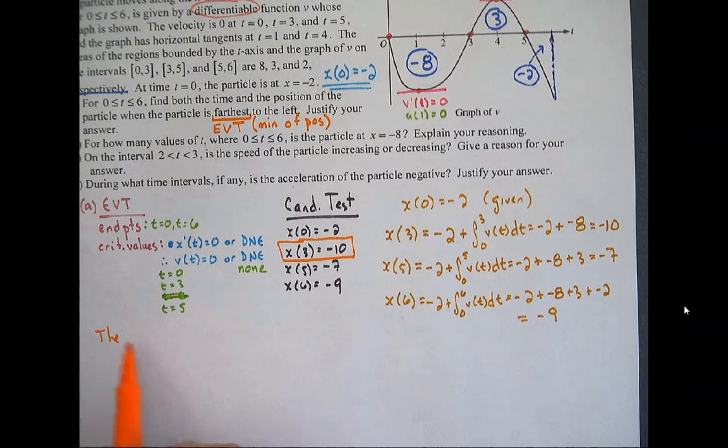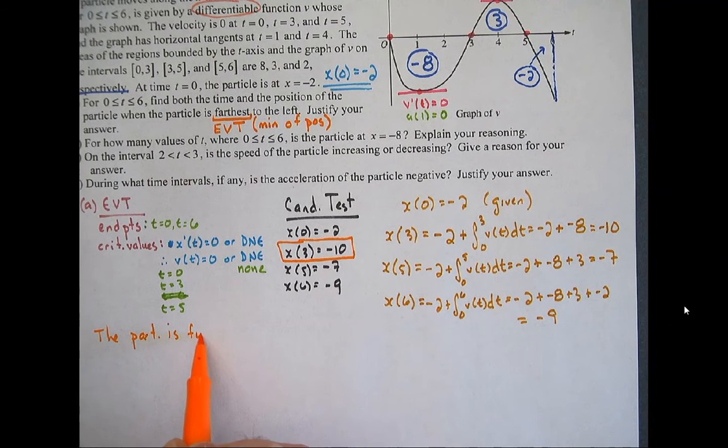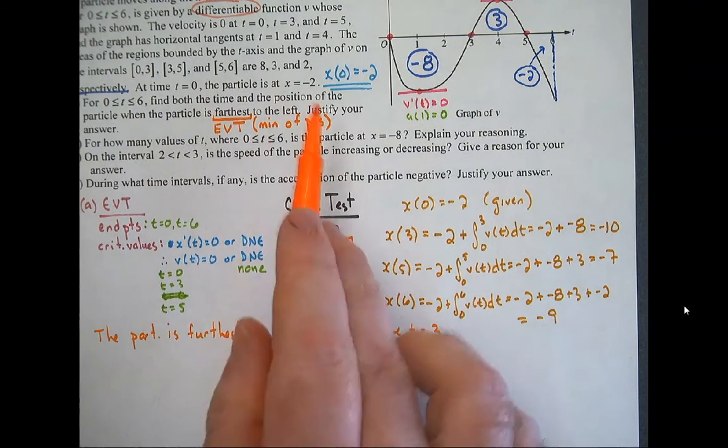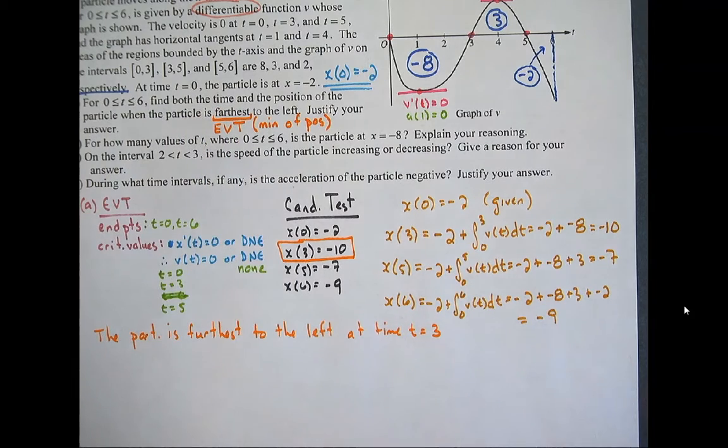The particle is furthest to the left at time t equals 3. We don't have units, do we? I got a little nervous about units all of a sudden. No, there's no units, so that's good. The particle is furthest to the left at time t equals 3.